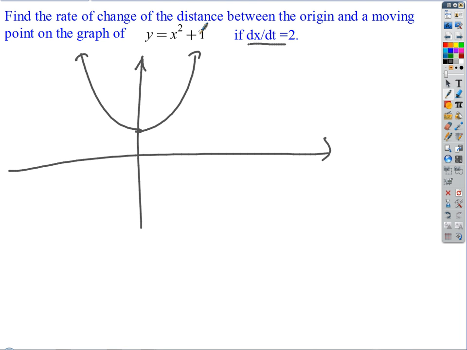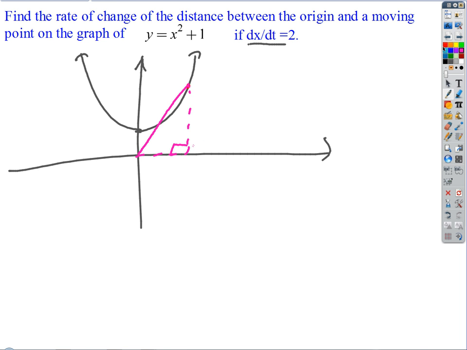So we want to find the rate of change of the distance. Here's our bead, and we make it red so it sticks out. The distance between the bead and the origin, that's D. What's my equation for D? Really, isn't this just a right triangle? It's the hypotenuse of a right triangle.